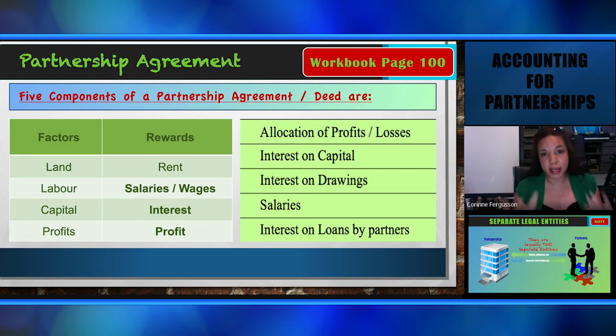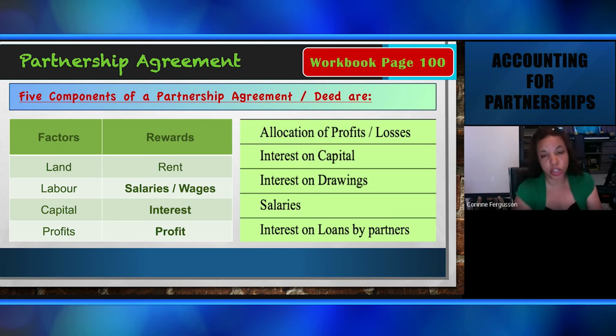When you lend the business money, once again, the business is using that money just like capital. They're using that money to generate profit, which means that interest has to be provided as a reward to the partners for that loan. Just like the interest on capital, interest on loans will be provided, but you must state it.